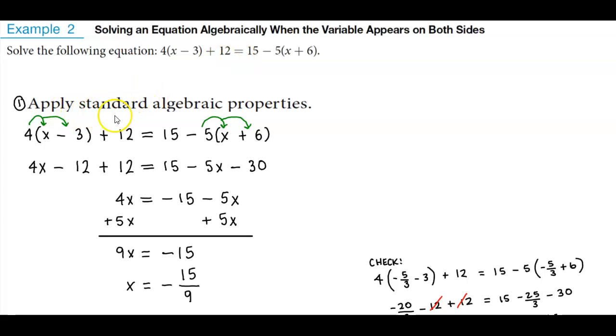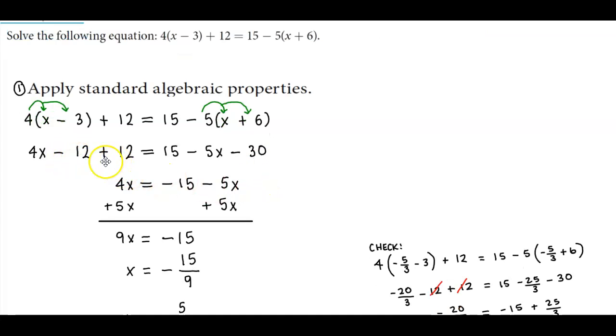So what we want to do is apply standard algebraic properties. The first thing that we want to do is distribute the 4 to x minus 3 and the minus 5 to x plus 6. Distributing the 4, we get 4x minus 4 times 3, which is minus 12, plus 12 on the left side of the equation, which is equal to 15 minus 5 times x is minus 5x, minus 5 times plus 6 is minus 30. Now the next thing we want to do is combine like terms on the left side.